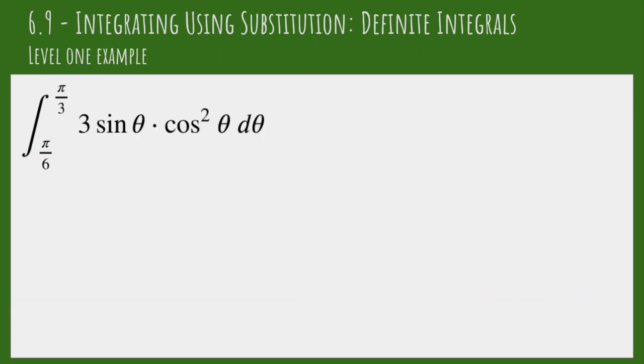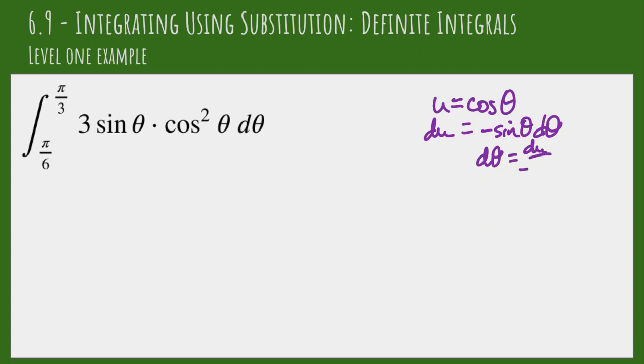This one here, since we have a cosine squared, I'm going to let u equal cosine. That way the cosine squared will become u squared, and the derivative here is going to be the opposite of sine of theta d theta. So d theta is going to equal du over the opposite of sine of theta.